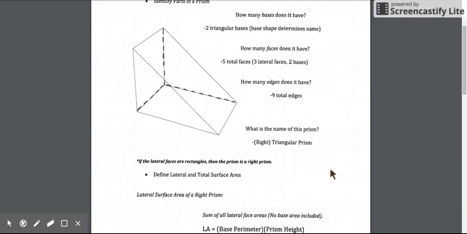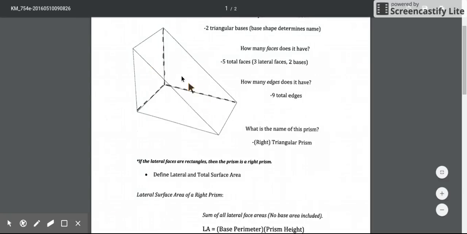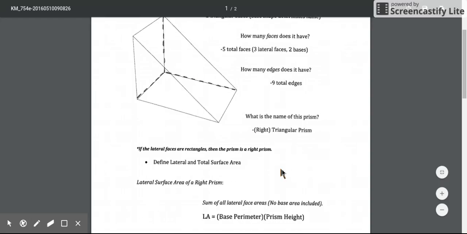All right, there are 2 types of surface areas. Total surface area would be the area of every face or every side of this shape. Lateral area is just the areas without the bases. So if I find the area of my rectangles here, those would be my lateral areas. All of the area without including the bases. Total surface area will include the bases.